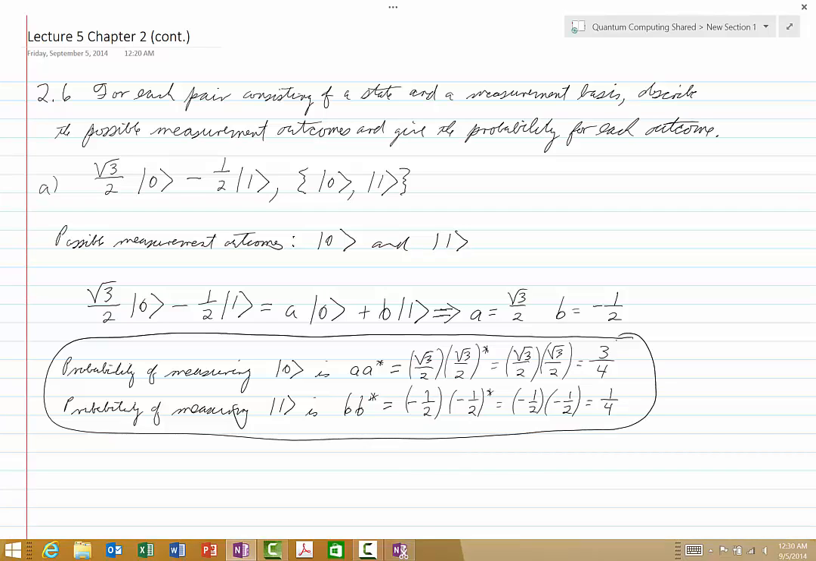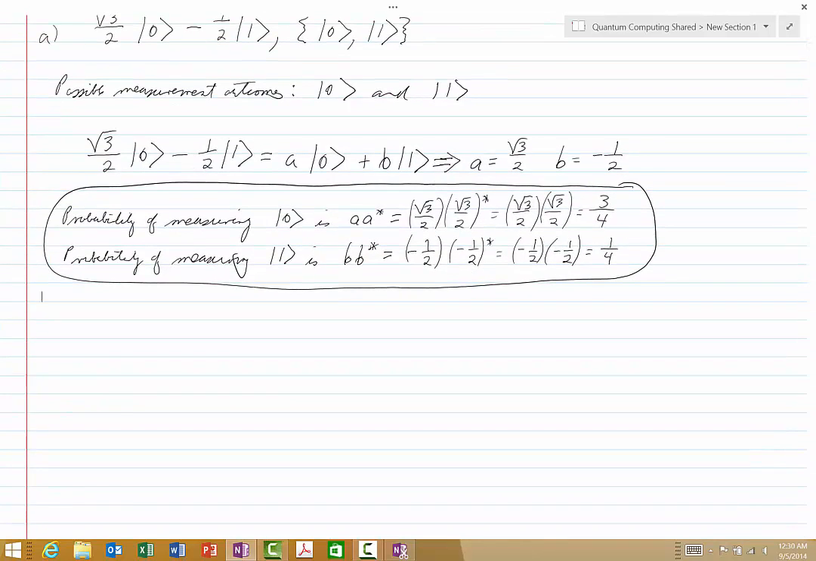for this problem. And one more thing we'll note is that the total probability here, probability of measuring 0 plus the probability of measuring 1, is 3/4 plus 1/4, which is 1, as we would expect. So it's a certainty that the measurement will yield one of those two results. So this is a very easy problem, really, to do this.